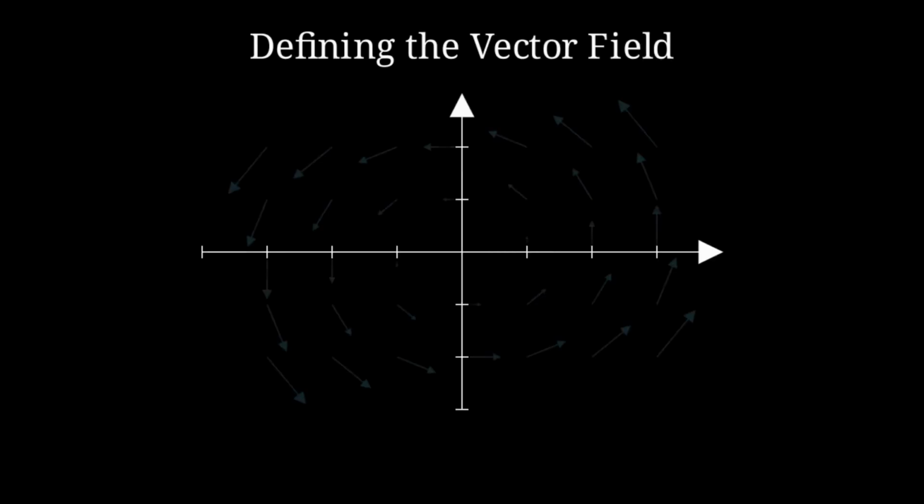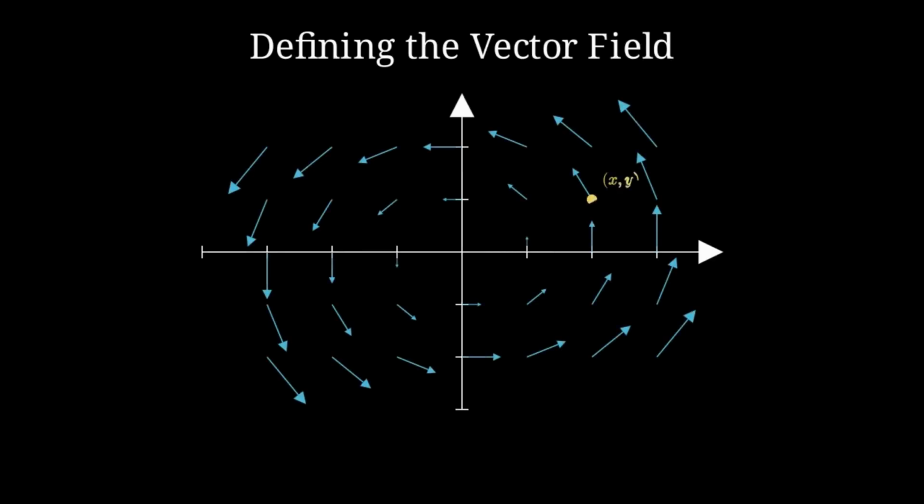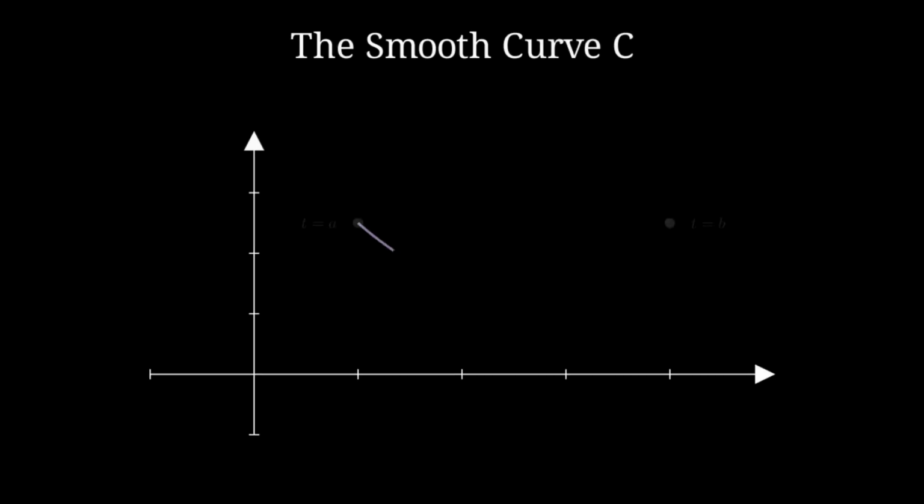A vector field assigns a vector to every point in space. Think of it as a map of forces. At any specific coordinate, the field tells us exactly how much force is acting and in which direction it is pointing. To integrate over a path, we first parameterize the curve.